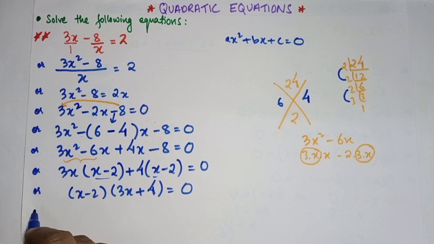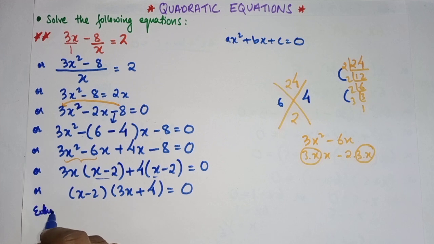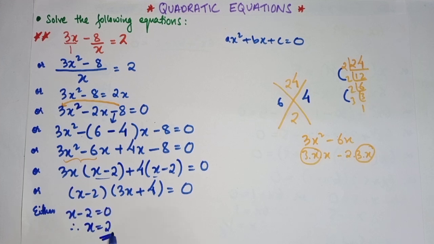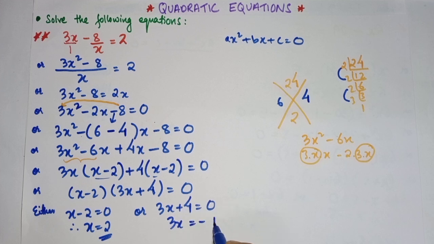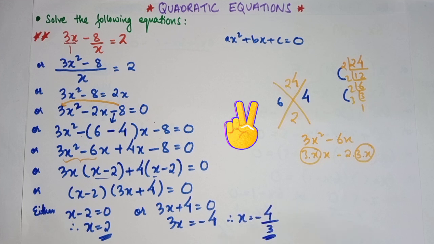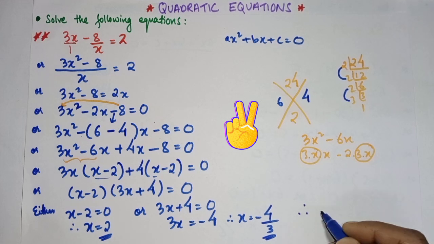Now our third step. What do you have third step? Either or. So either x minus 2 is equal to 0, therefore what I'll get, x equals to 2, or now 3x plus 4 equals to 0. What will be 3x plus 4, when it goes that side it will be minus 4. So therefore what I'll get, x equals to minus 4 by 3. So this is our final answer, and you'll get how much marks? You'll get 3 marks for this.